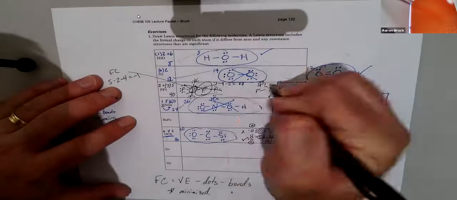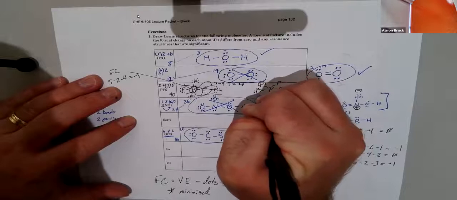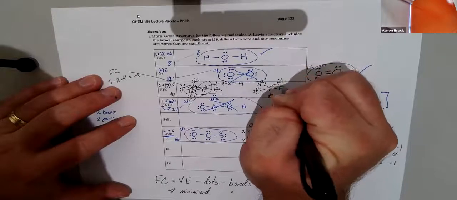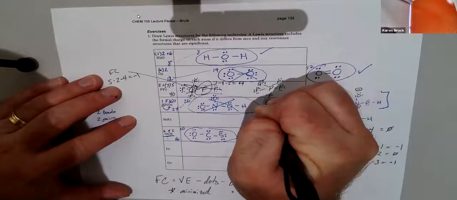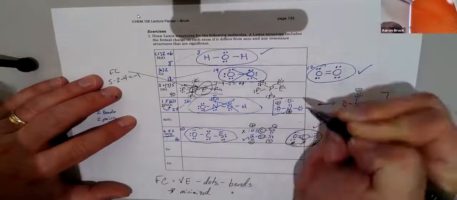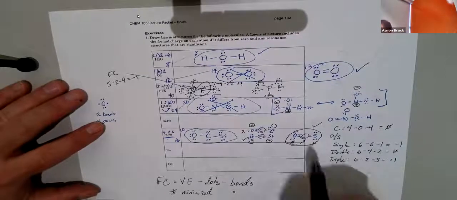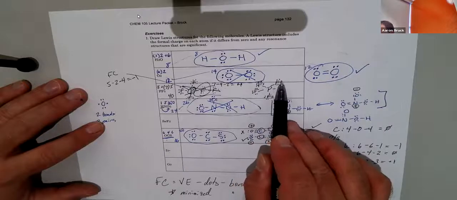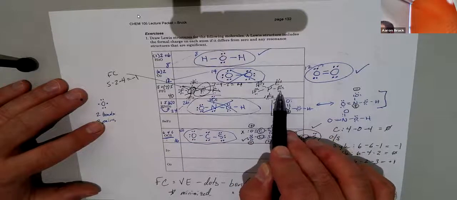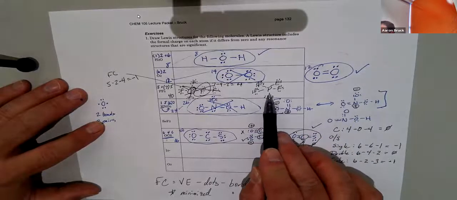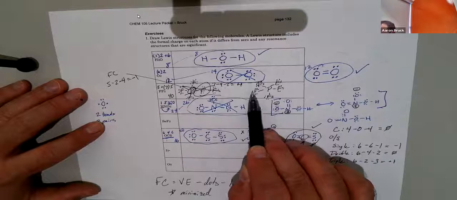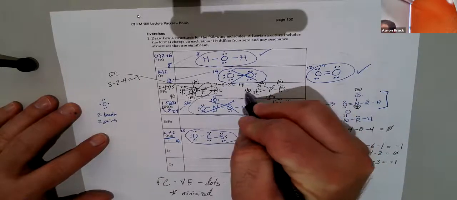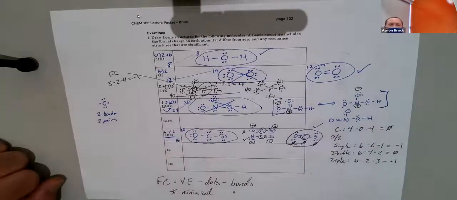If I fill in the dots and count it up, starting on top left, 2, 4, 6, 8, 10, 12, 14, 16, 18, 20, 22, 24, 26, 28, 30, 32, 34, 36, 38, 40. 40 electrons in the structure, matching the 40 electrons that are supposed to be there.